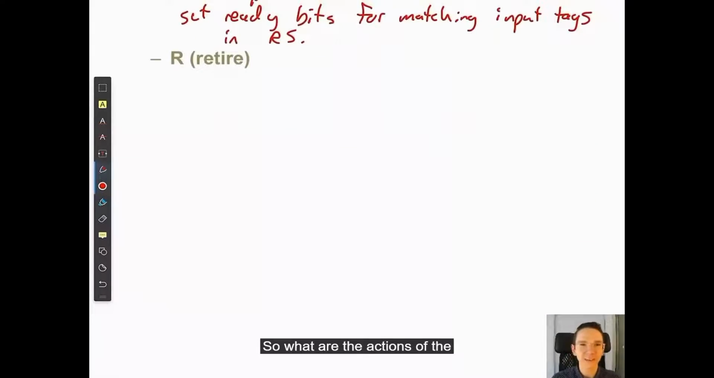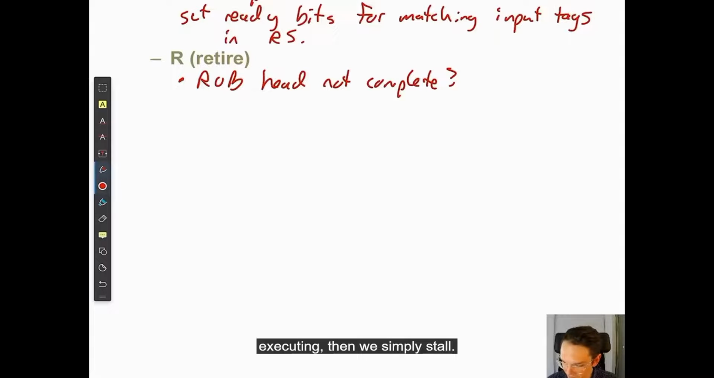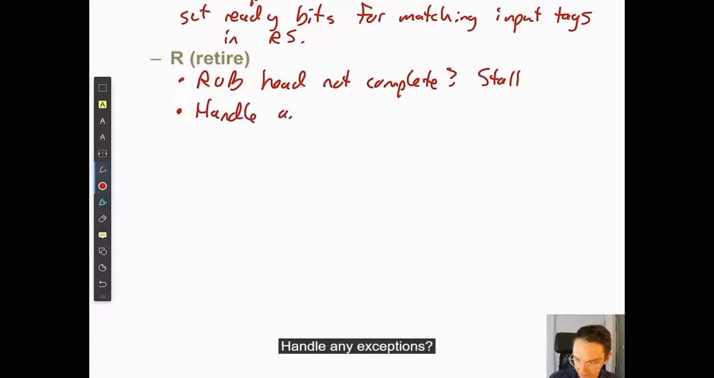So what are the actions of the retire stage? Well, we check, is the ROB head instruction not complete? If that head instruction is still executing, then we simply stall. We can't deallocate any entry in the ROB. But otherwise, if that head instruction has completed its execution, then at retirement stage, we handle any exceptions. So yes, at last, we have a means to enable precise exceptions.